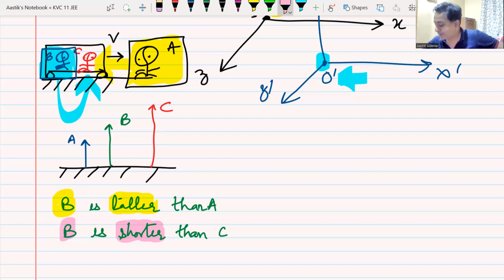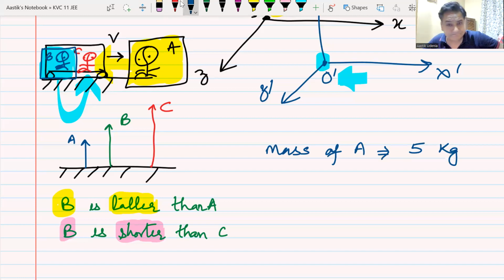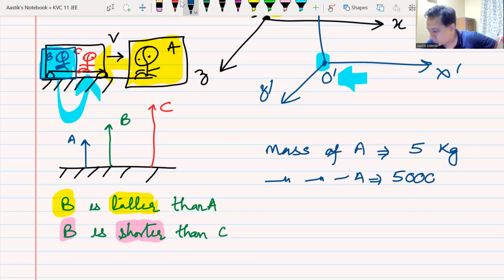Another example. The mass of a body, let us say A, is 5 kg. This is one statement. Then I write, mass of A is 5,000 grams.